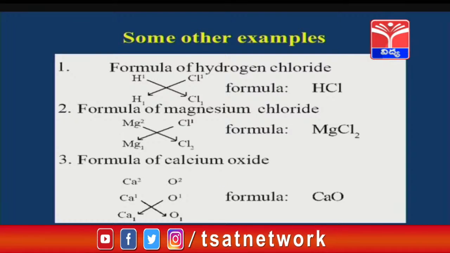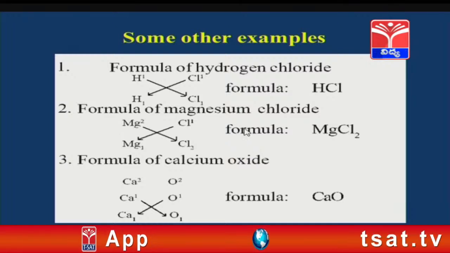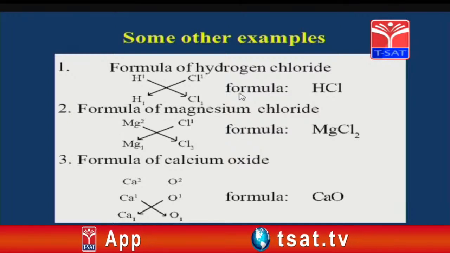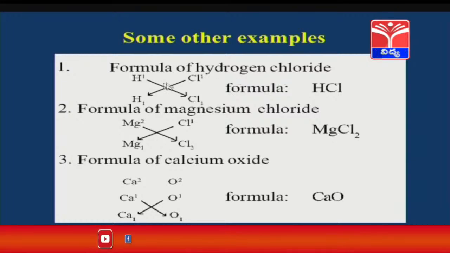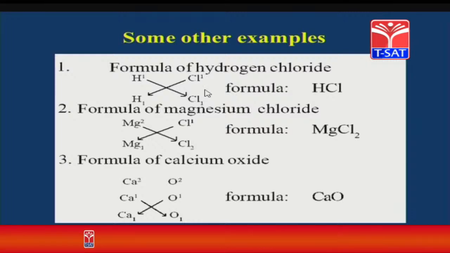Some other examples are there. Hydrogen chloride. First one, the formula of hydrogen chloride. In hydrogen chloride, two atoms are there. One is H, meaning one hydrogen atom, and another one is chlorine. Hydrogen symbol is H and chlorine symbol is Cl, and the valency of hydrogen is 1. Now, you apply the crisscross method, then we get the formula of hydrogen chloride, that is HCl.